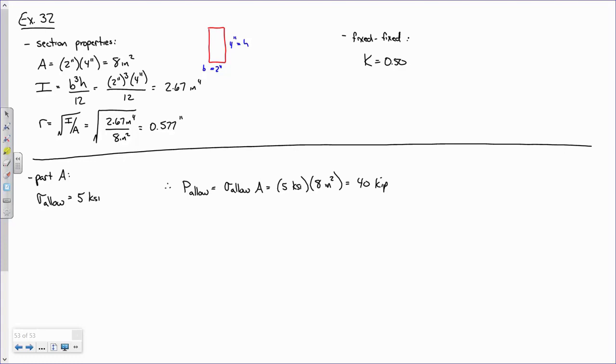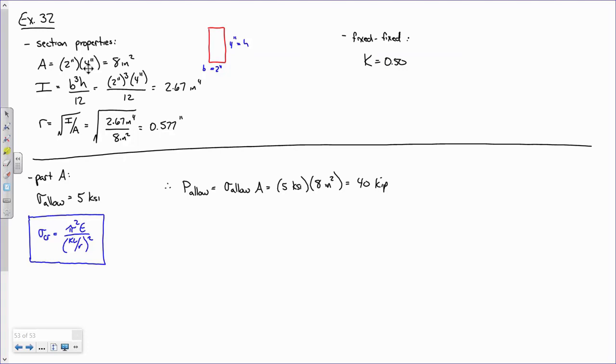Now, let's consider the effects of buckling. How do we compute a critical buckling stress? We take pi squared E divided by KL over R squared. The problem is asking what is the maximum length of the column so that its allowable stress doesn't exceed 5 KSI. So why don't I set its critical buckling stress to 5 KSI and let's solve.